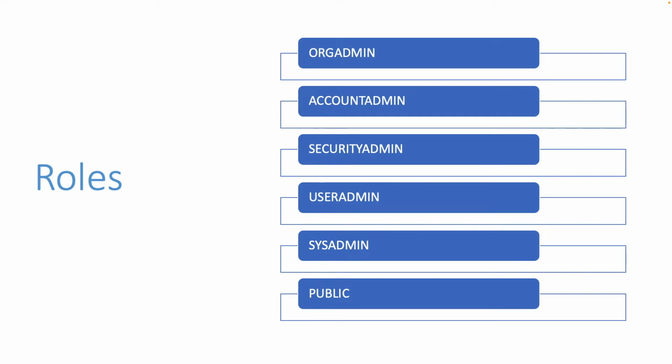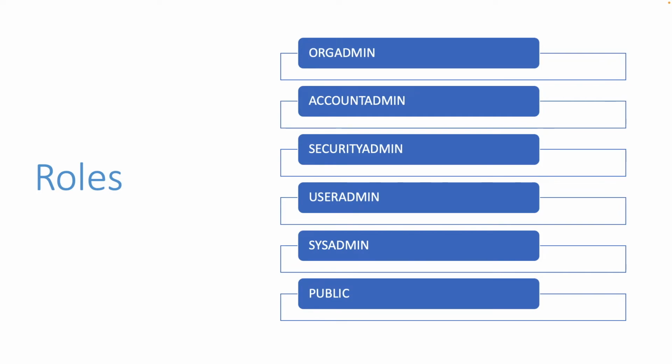We have org admin, account admin, security admin, user admin, sysadmin, and public. We're going to start at the lowest level and work our way up. Public is automatically granted to every user in the system. They can own their own objects, but all the objects are public and there's no restrictions associated with them. So they can create data they need to create, but it's going to be really visible to everyone else.